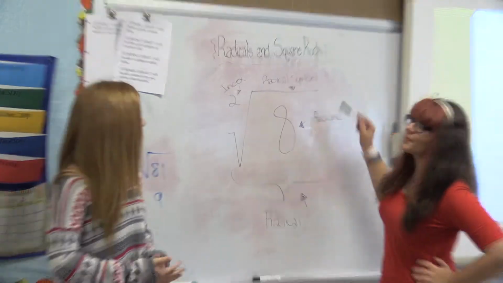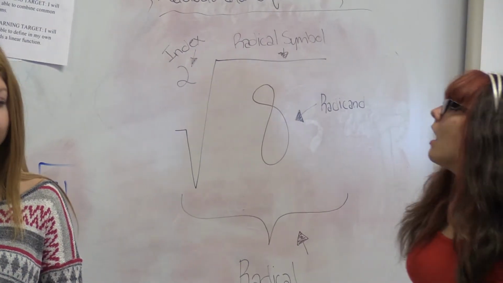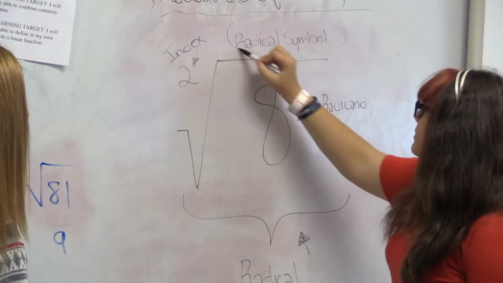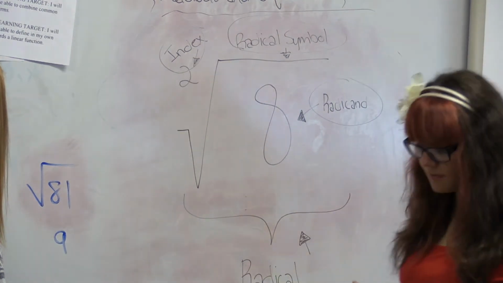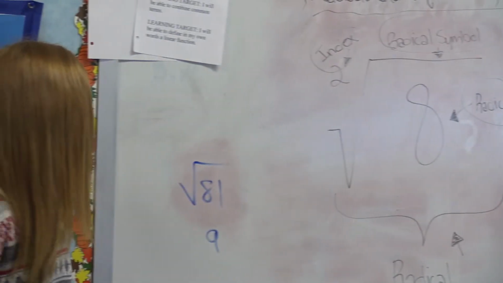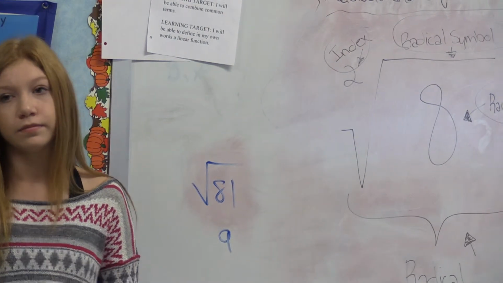Radicals and square roots. The radical symbol, the radicand, and the index make up the radical. A perfect square would be that 9 is the square root of 81.